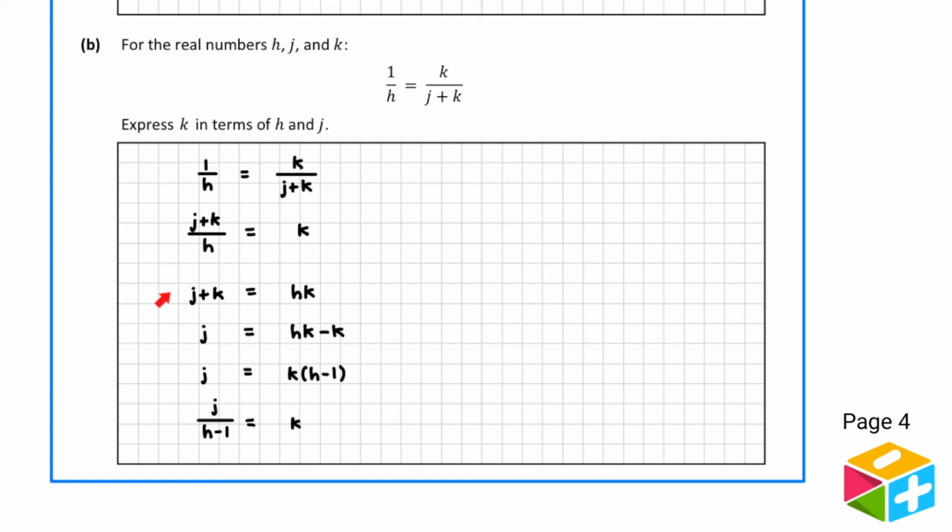Since we want to isolate k, it's a good idea to group all the k terms on one side of the equation. We can do this on the right if we subtract k from both sides. Now, we can factor out the common k on the right. As the final step, we divide both sides by h minus 1. This brings us to our final answer. k is equal to j over h minus 1.